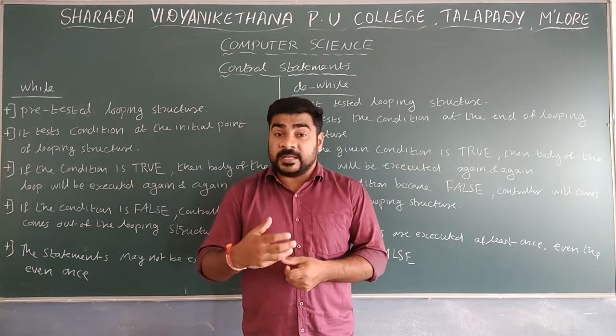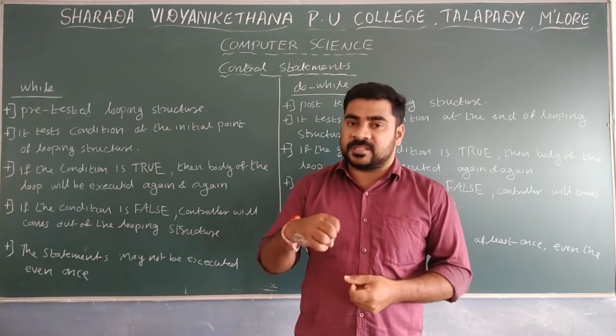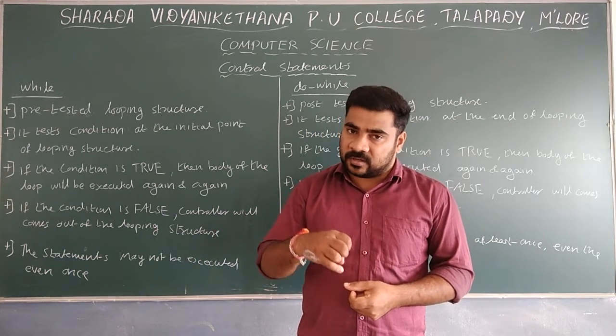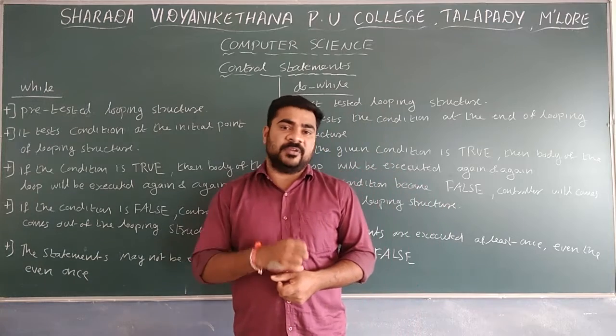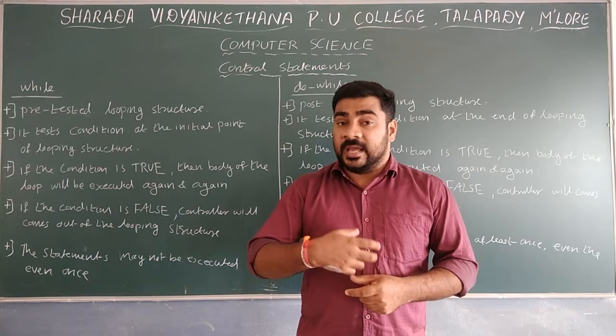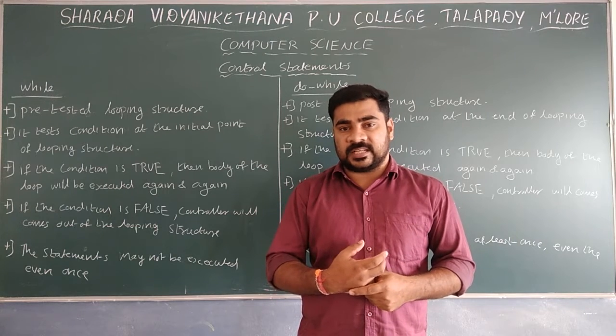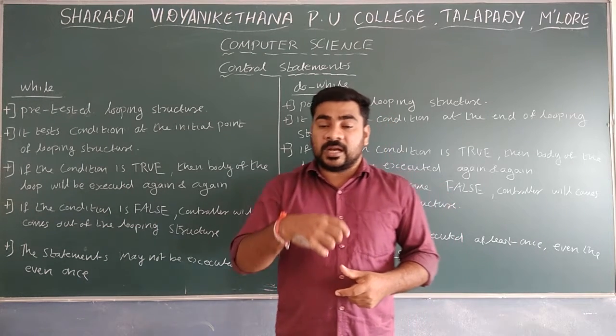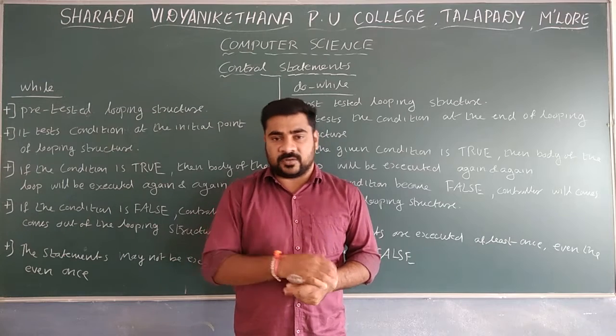So these are mainly the three looping structures that are very important, both for lab purposes and for the examination, where they ask for 5 marks. Explain the while loop, that is a 5-mark question. Explain the do while looping with the syntax and example, that is also a 5-mark question. That is a mainly important topic based on control statements.